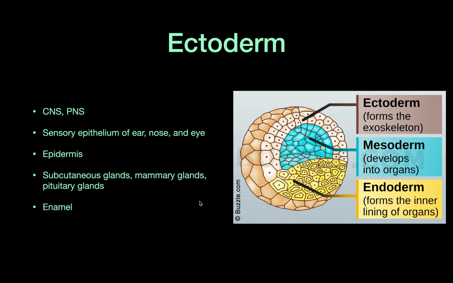Just to go over again, the ectoderm, here it is. The outside forms the exoskeleton. It makes the central nervous system and the peripheral nervous system. It also is the precursor to the sensory epithelium of the ear, nose, and eye. Also creates the epidermis of the body, along with the subcutaneous glands, the mammary glands, and the pituitary gland. And oddly enough, it also forms the enamel of the teeth.